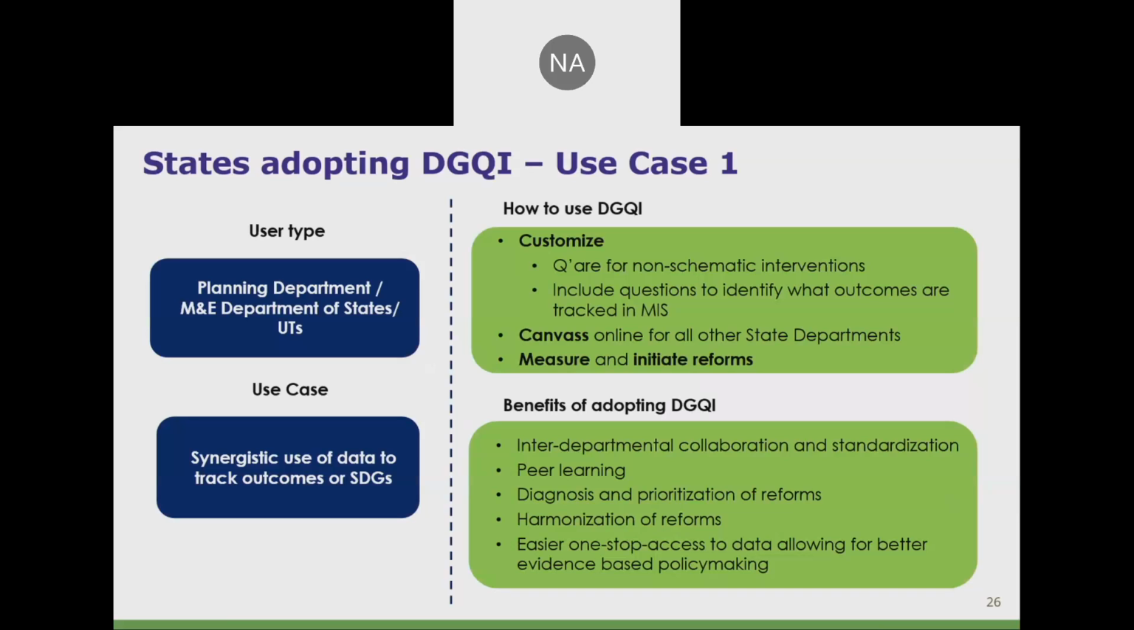timely manner. So the core value that Dgqi can deliver to the planning departments and the M&E departments is to make use of different data sets in a synergistic manner, and that can be done through customization in order to ensure that certain indicators are being tracked, and in case of non-scheme are being tracked at the sectoral level.